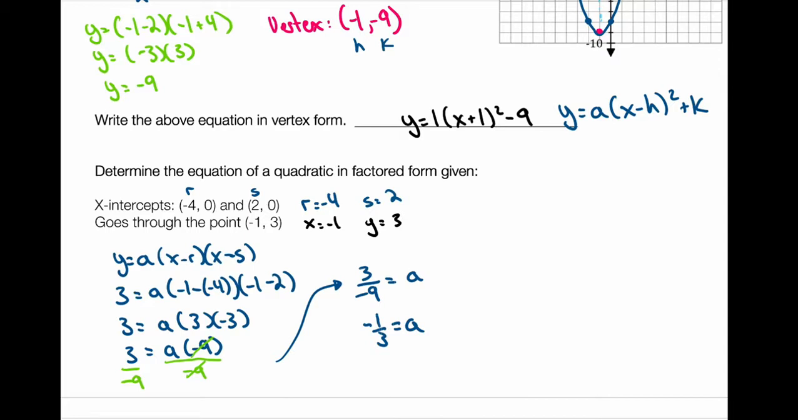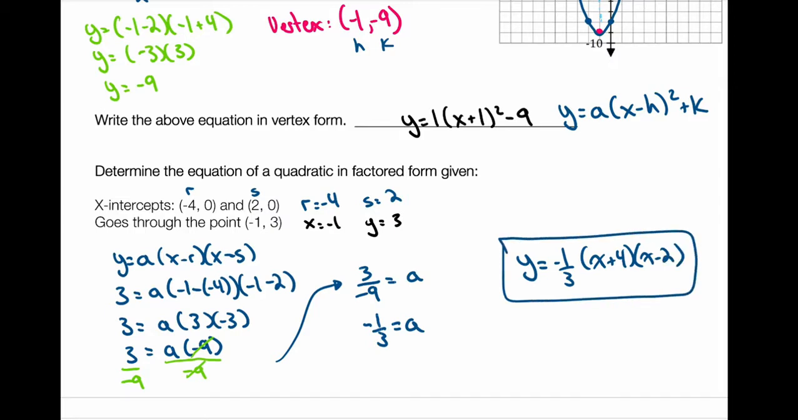Now that I have my a value, I can rewrite my equation. y equals -1 over 3, then I have x minus -4, or x plus 4, and then x minus 2. And there is my factored form of the equation.